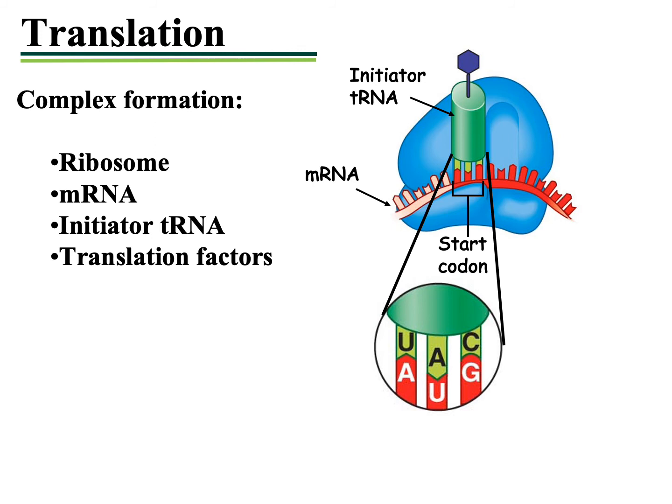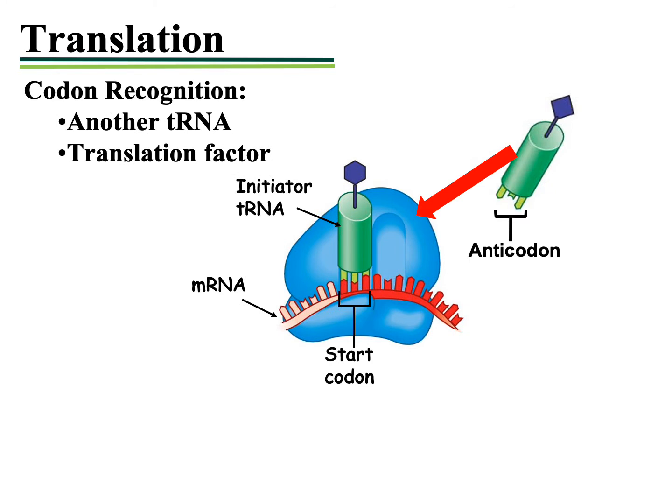Lastly, I want to mention that this very first tRNA that is binding to the start codon is also sitting in what is known as the P site of the ribosome. The very next step in this process is the addition of a second tRNA. As you can see, that second tRNA is coming in from the right of the slide.